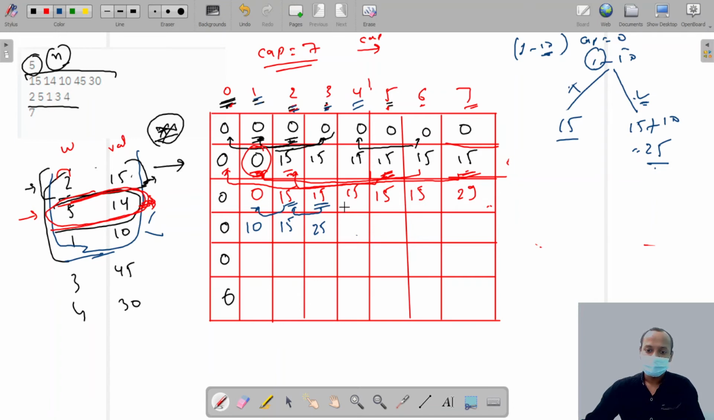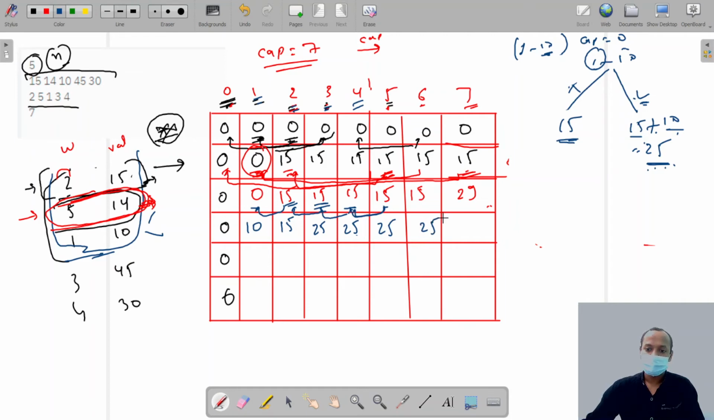Okay. So similarly, see here, if we don't put this item in our bag, then we get 15. If we put this item in our bag, then we get 15 plus the value of the item 10, that is total 25. So here we also write 25. Now similarly here, without it we get 15, or if we include this item, we get 15 plus the value of the item, that is 25.